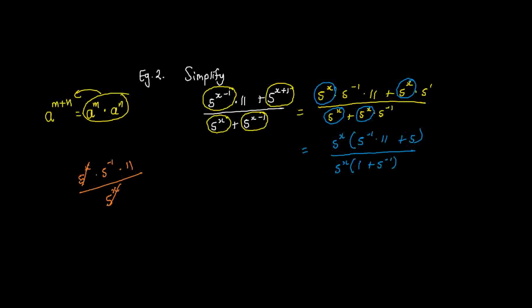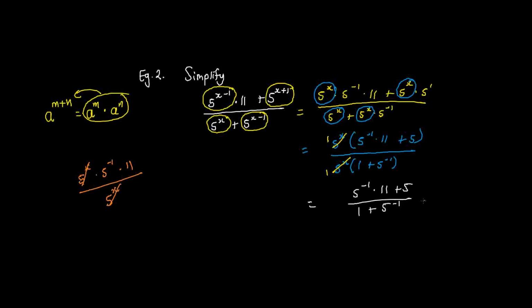Now I can divide off 5 raised to the power of x divided by 5 raised to the power of x one time. I'm allowed to do that because 5 raised to the power of x was being multiplied to this bracket. There's no operation in between, so it's assumed that there's a multiplication happening between these two values. Likewise in the denominator as well. So what am I left with? I'm left with 5 raised to the power of -1 times 11 plus 5 all over 1 plus 5 raised to the power of -1.